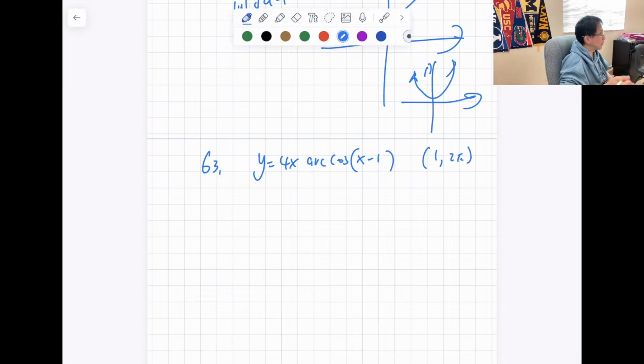It's not from 1 to 2 pi, it's a coordinate. That's 1 and that's 2 pi, and this is the x, and this is y.